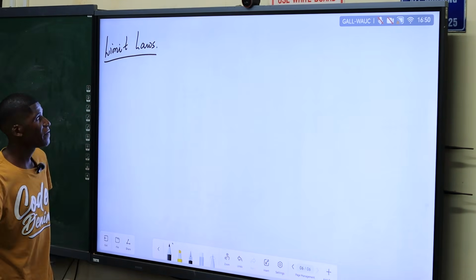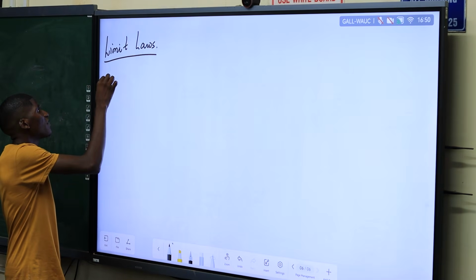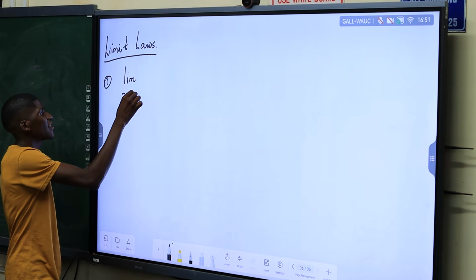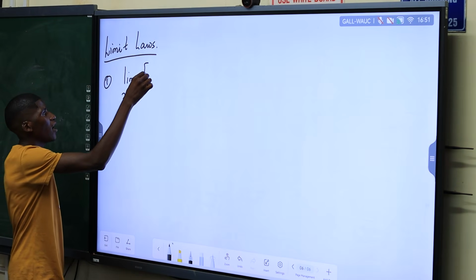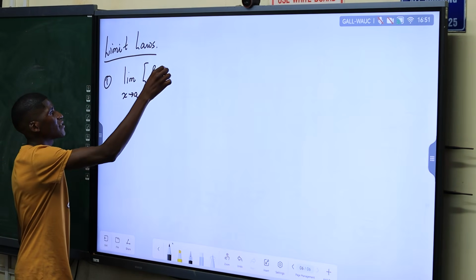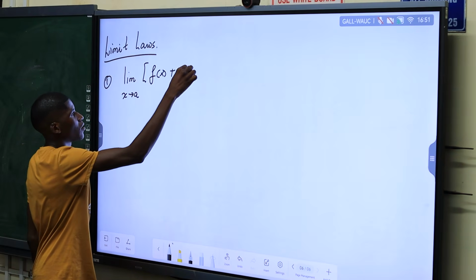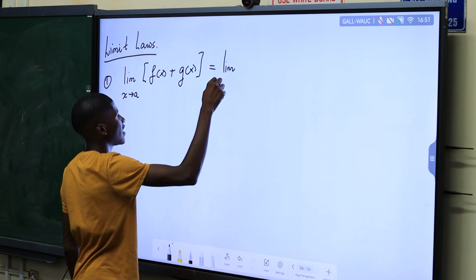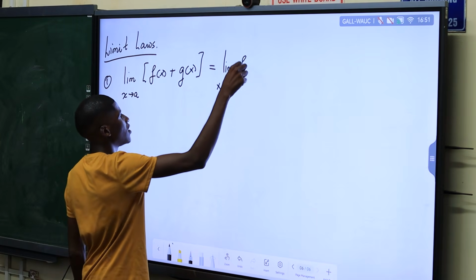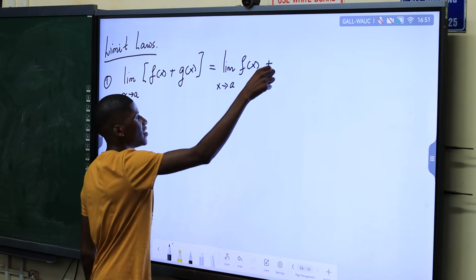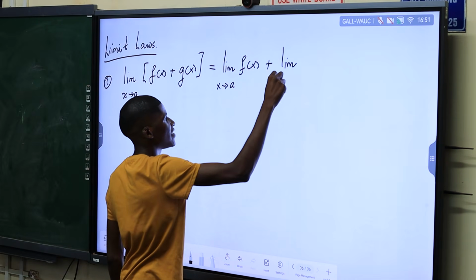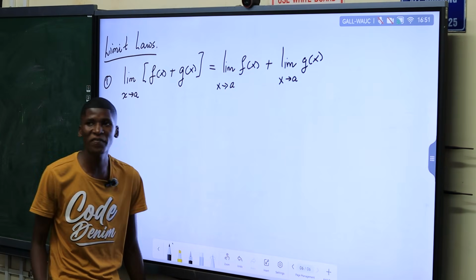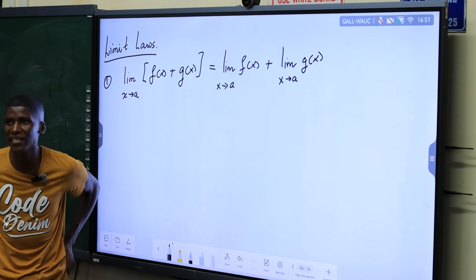So the first law that we're going to talk about is the limit as x approaches a certain number a of a function f of x plus g at x. This is the same as the limit as x approaches a of f of x plus the limit as x approaches a of g of x. So this is saying the limit of a sum is equal to the sum of a limit.